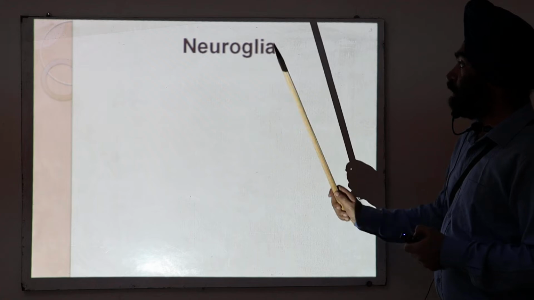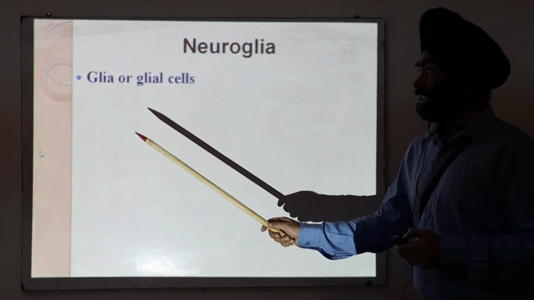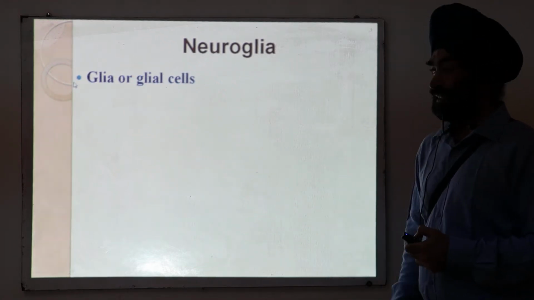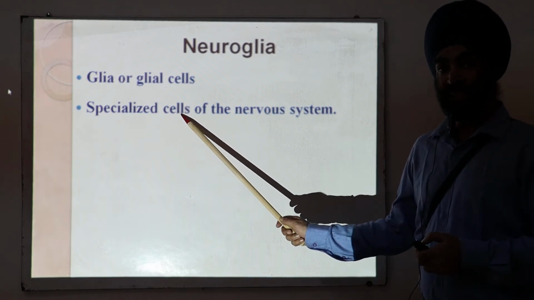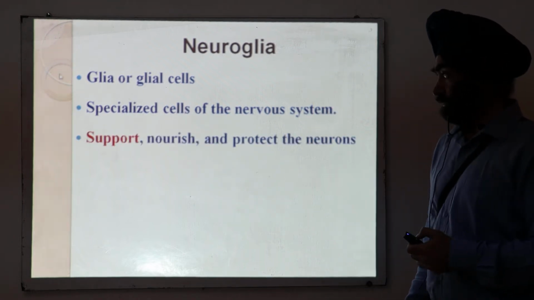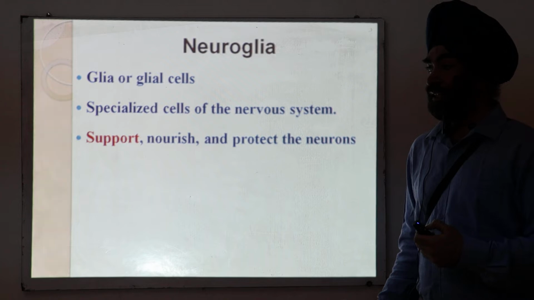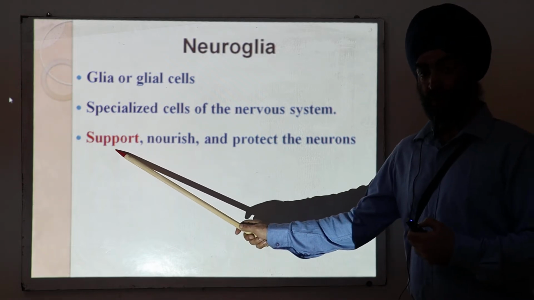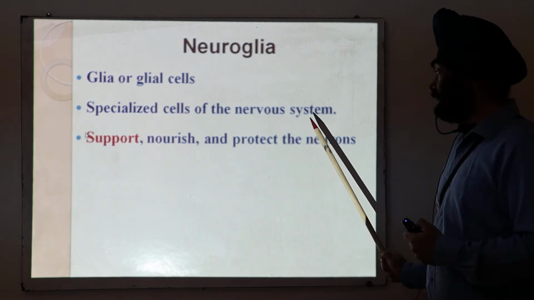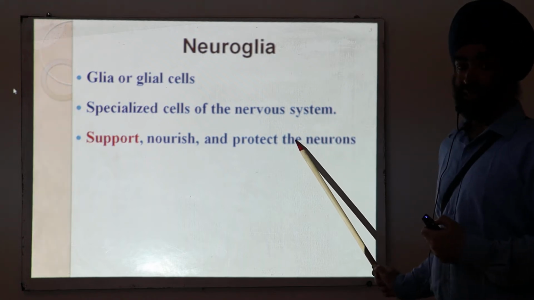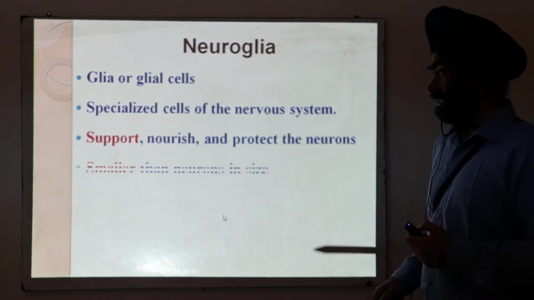So when we say neuroglia, they are also called the glia or the glial cells. You can say these are the specialized cells of the nervous system. Now what is their major function? They provide support, nourishment, and protection to the neurons. So neurons are the main cells and they are the support cells.